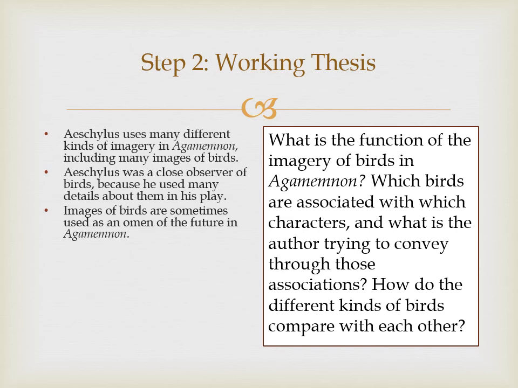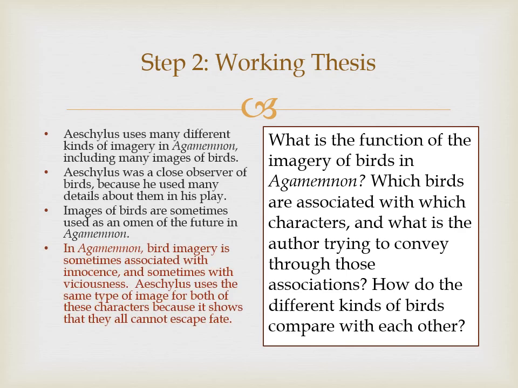However, we're really only halfway there because this isn't actually an arguable point. It is undoubtedly true that birds are sometimes used as an omen of the future. It happens in the Odyssey. It happens in all of the ancient Greek works because it was just something they did. What kind of bird it was, where it flew, all of these were considered omens, and it was the job of the soothsayers and the prophets to interpret what they meant. So this is not an arguable point. Therefore, it needs something added onto it in order to make it a complete thesis statement.